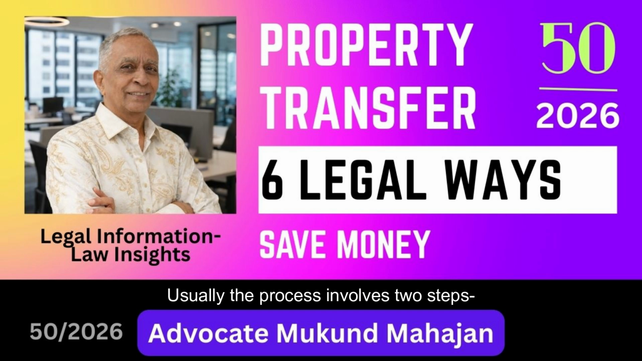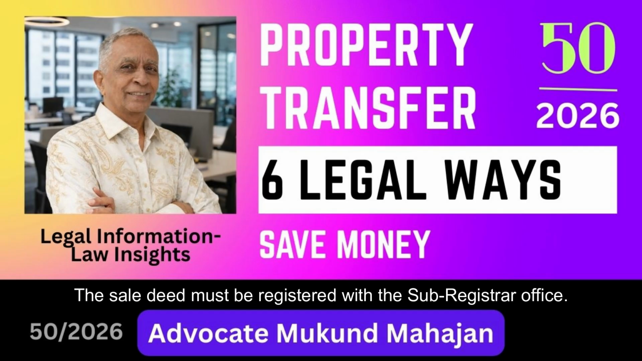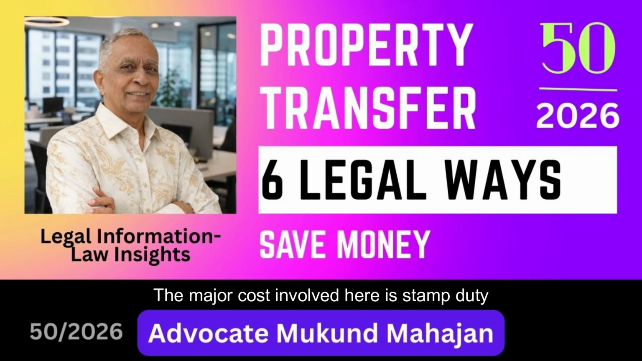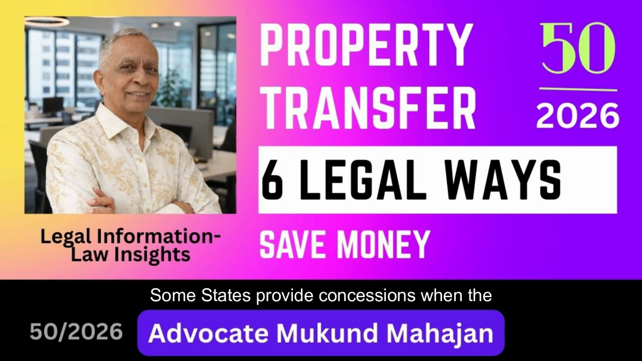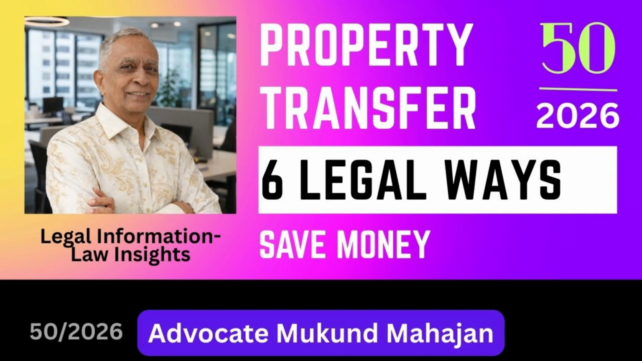Process. Usually the process involves 2 steps. 1. Agreement to sell. 2. Execution and registration of sale deed. The sale deed must be registered with the sub-registrar office. Cost. The major cost involved here is stamp duty and registration charges. Stamp duty varies from state to state, but in many states it ranges between 6% to 8% of the property value. Some states provide concessions when the property is registered in the name of a woman, encouraging women ownership.